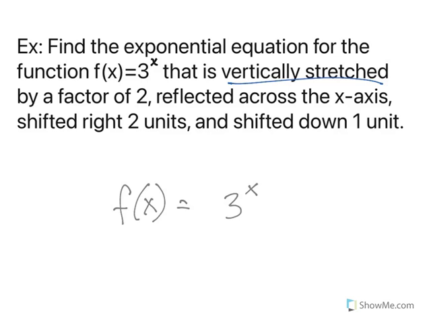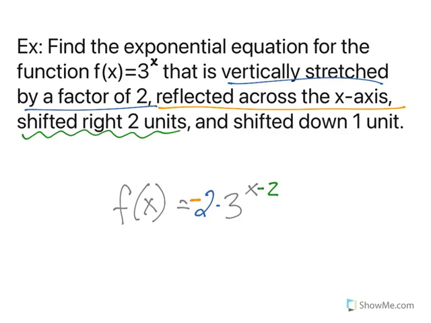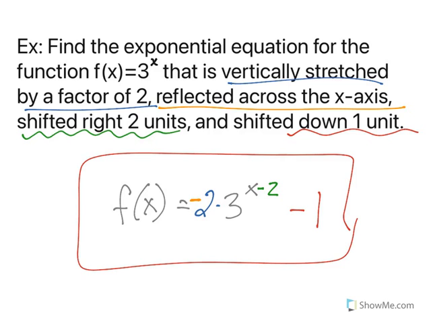So first, vertically stretched by a factor of 2. Well, vertical stretch comes out front, so we're going to put a 2 out front. Then it says reflected across the x-axis. Well, remember, across the x-axis means the negative comes out front, so that 2, that vertical stretch, is going to be a negative 2. Then it says shifted right. Well, remember, a horizontal shift is with the exponent. So right means I'm going to put a minus 2. And then down 1 unit means I have a minus 1 on the outside. And that is my function.